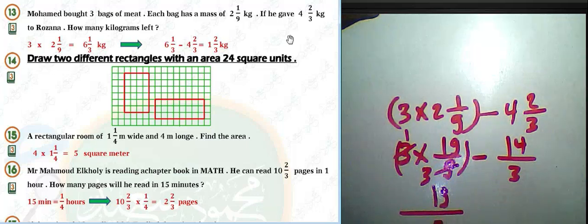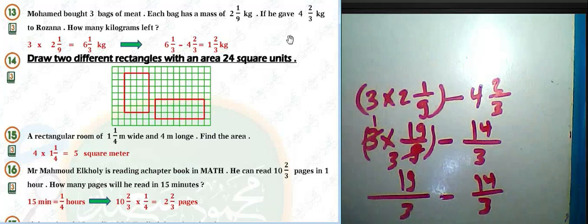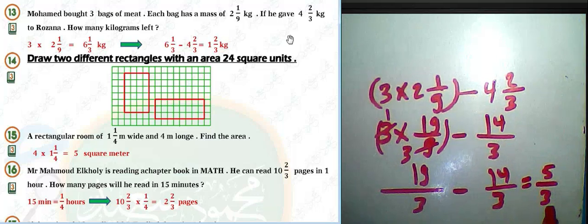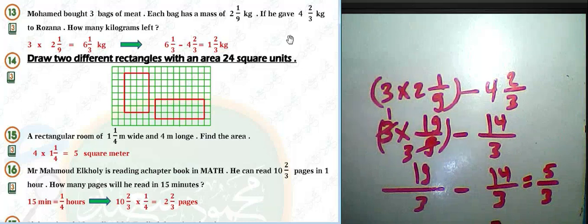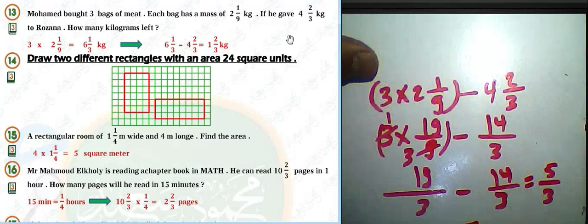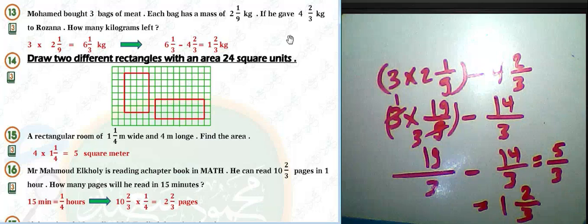So the result will be 19 over 3 subtract 14 over 3. 19 over 3 subtract 14 over 3 will be 5 over 3. And then you can convert this number from improper to mixed number, right? 3 in the numerator, 1 times 3 equals 3, and the remainder 2. The result will be 1 and 2 over 3 kilogram.